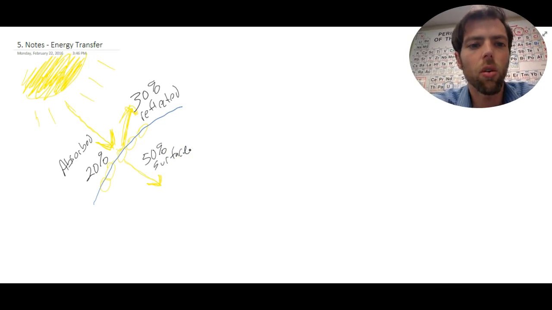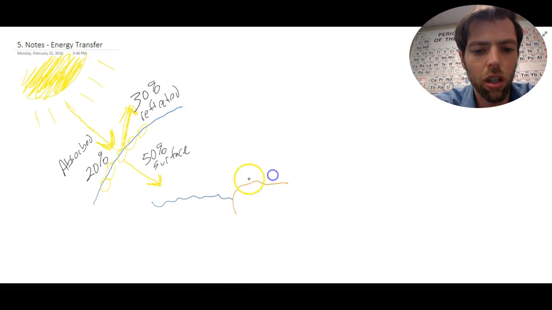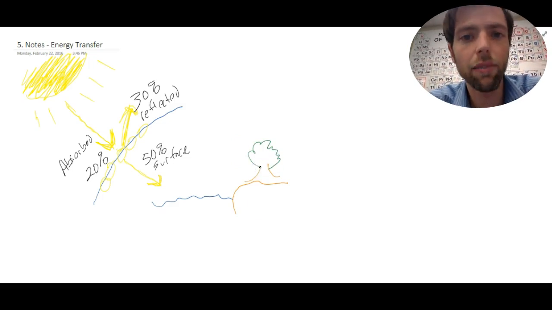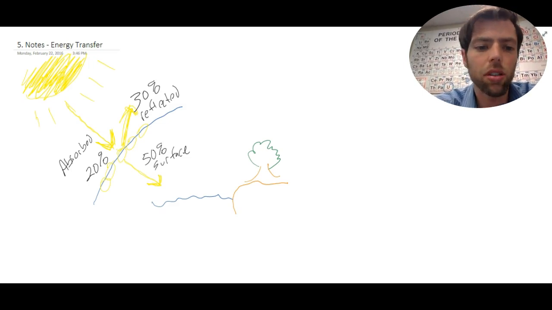Okay? So let's talk about that 50% that does get through. Of that 50%, a good amount of it's going to hit the ocean. And then next to the ocean, we better draw the shore and maybe a little happy tree there next to the shore. And so, yeah, the sun's rays are going to hit that. And when it does, why don't we go ahead and start writing those processes we were talking about?